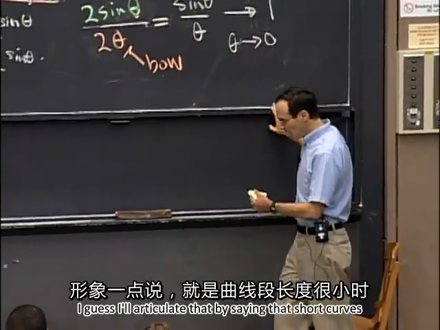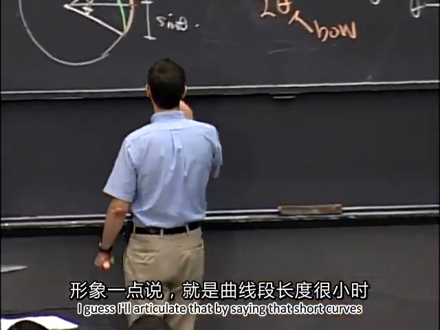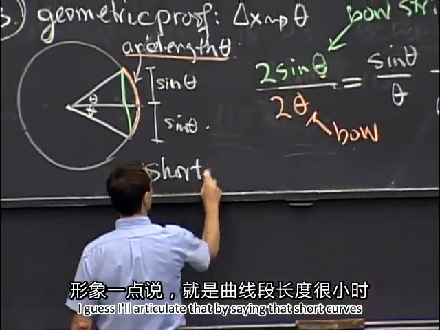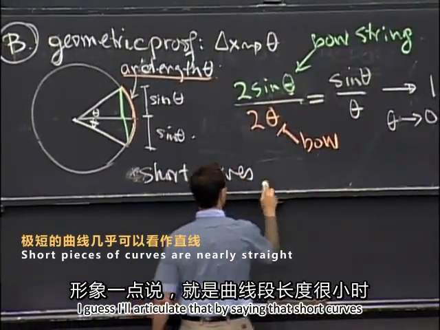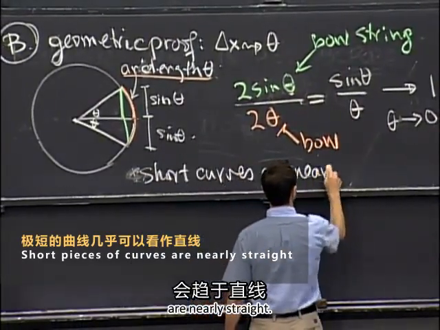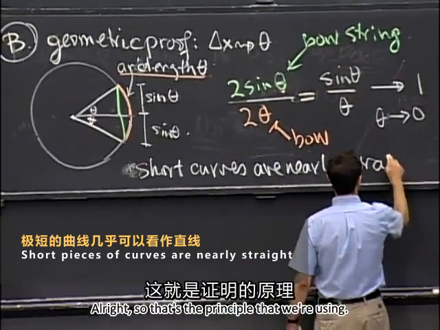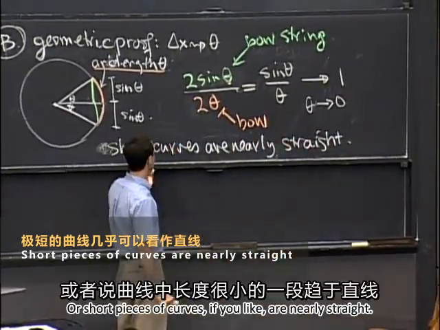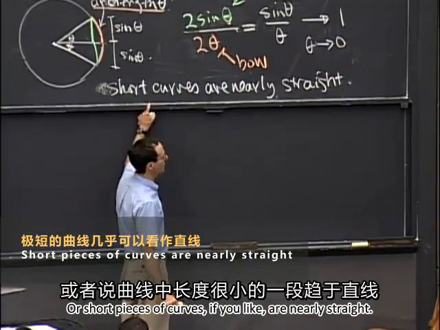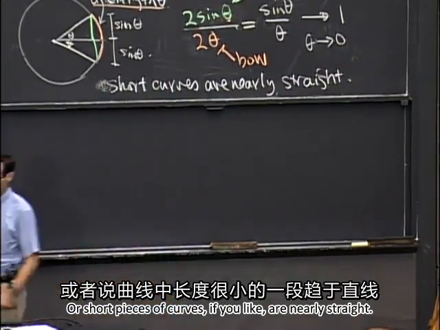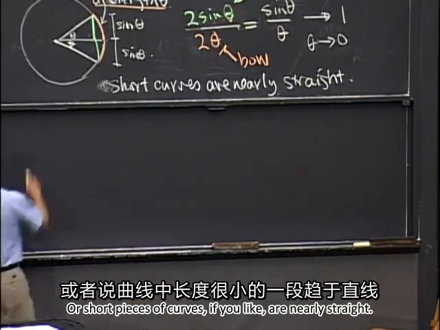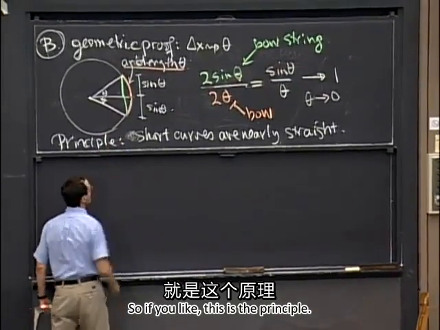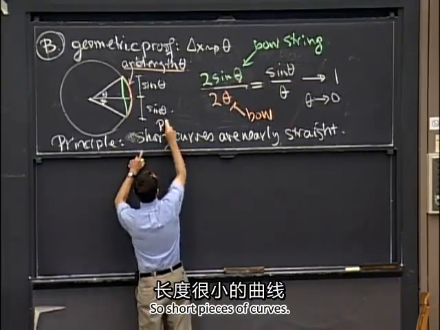I guess I'll articulate that by saying that short curves are nearly straight. All right, so that's the principle that we're using, or short pieces of curves, if you like, are nearly straight. So if you like, this is the principle: short pieces of curves.